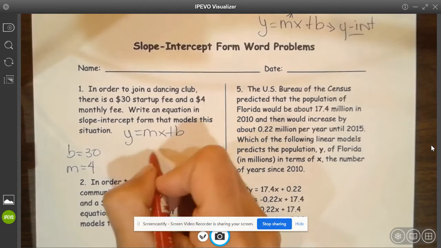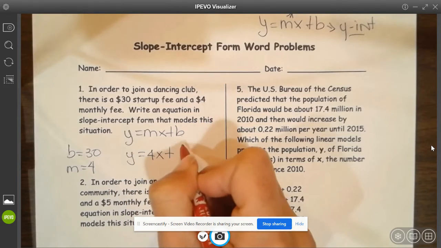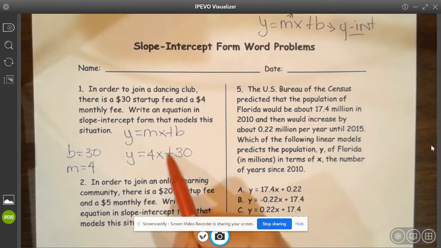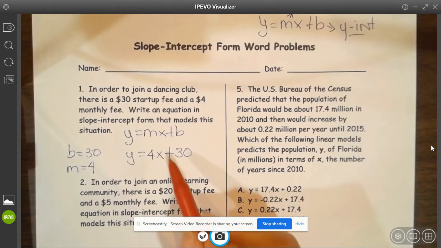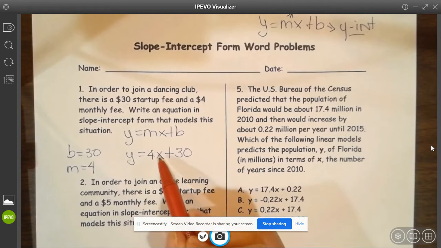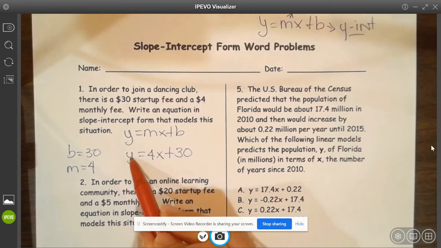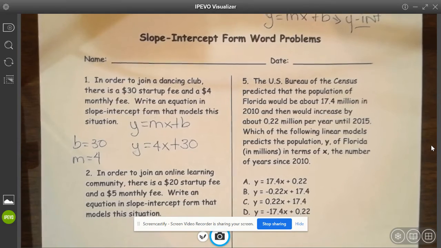And then your equation will look like y equals 4x plus 30. Now, x represents the number of months, right? For the monthly fee, the number of months. And then y will represent the total cost for the total membership, depending on how many months you will go. So this is the independent variable. This is the dependent variable, meaning that it depends how many months you go, then that would be the total cost. All right, so that's how you read that. That's a linear equation. It changes by the months.